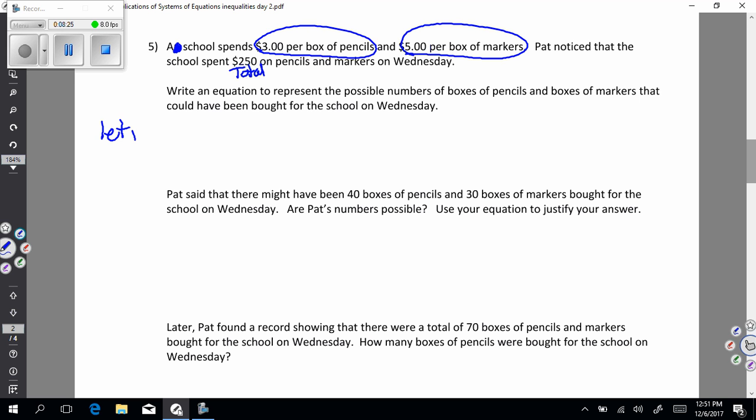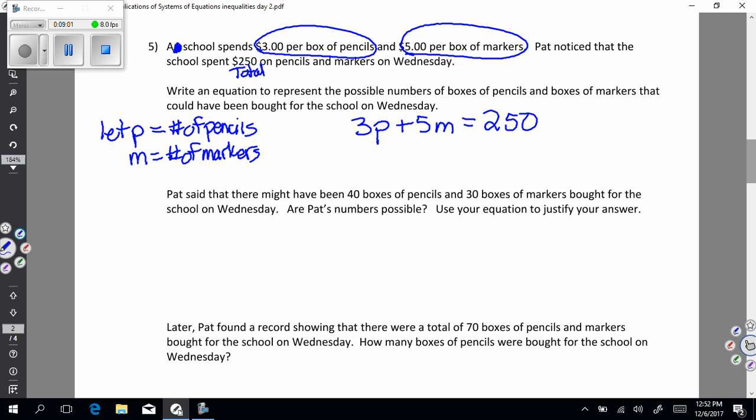So I'm going to let P equal, and remember we're trying to find the number of boxes of pencils, P equals number of pencils, while M equals number of markers. And really it's the number of boxes of markers, the number of boxes of pencils, but it's all right to just write this. $3 for the boxes of pencils, $5 for the boxes of markers, and a total of $250. So there's our equation.